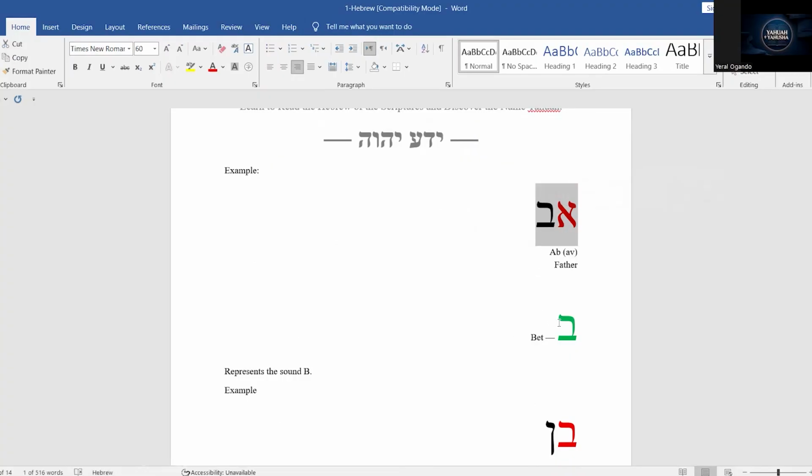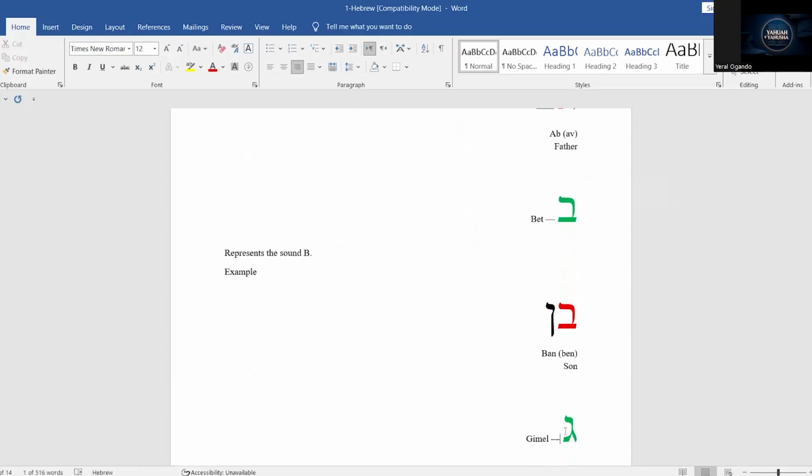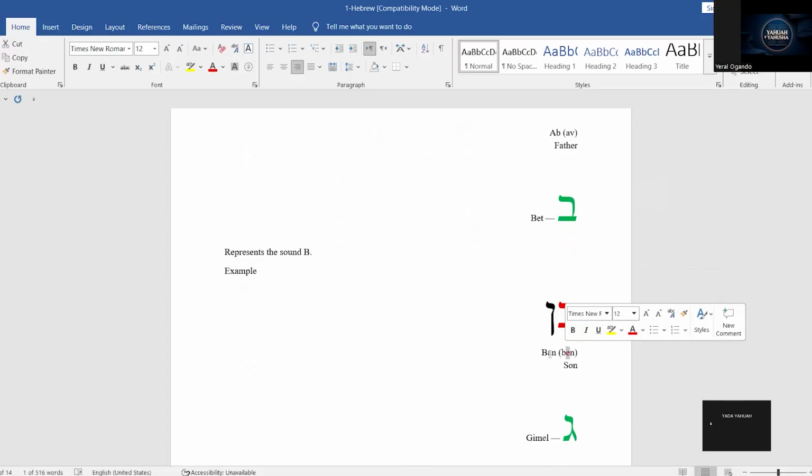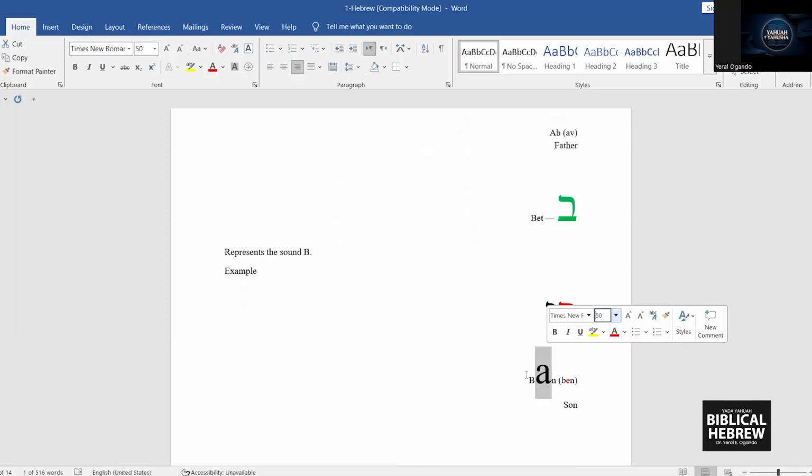The second one is for the letter bet, and this one you have over here is the nun suffix, which is the N. That's why it is ban. Never ban. Traditional Hebrew used the word ban, but remember, Yahuah, we're not using the S sound. We use the A sound all the time, and you will understand later on why we're using the A sound all the time. So this is ban, which is son.